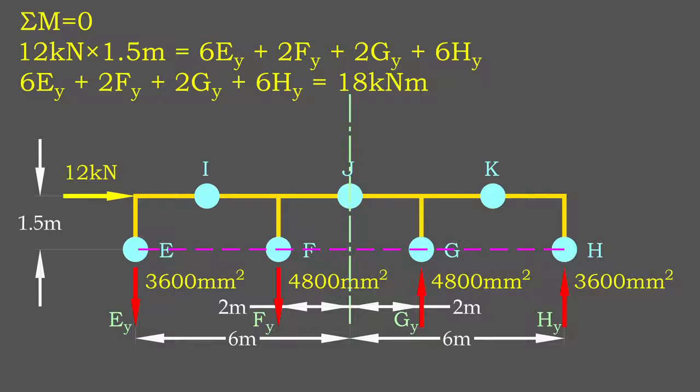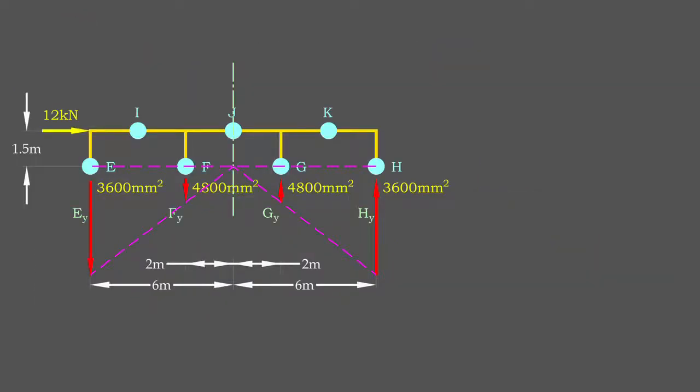Imagine the structure is divided by the centroidal axis. The columns are in tension if lateral load is exerted on their side of the centroidal axis. On the opposite side, the columns are in compression. The magnitude of axial force in a column is proportional to its lever arm.